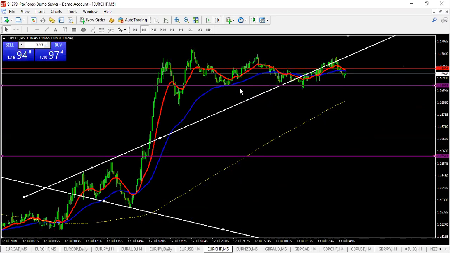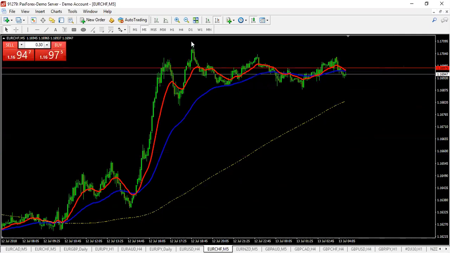Most persons are familiar only with the horizontal supports. Now let me just take those off and show you with the trend lines. You come over here, you get your trend line.